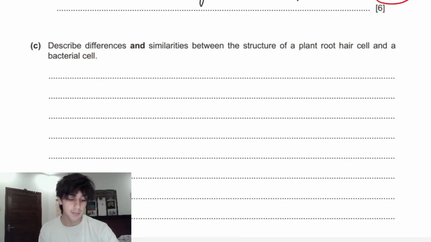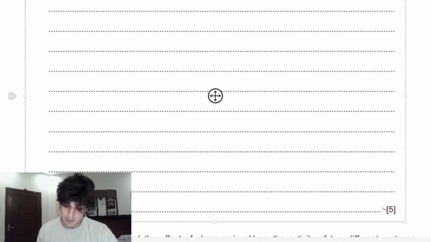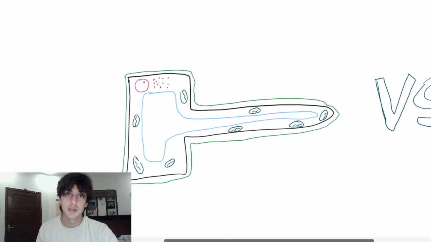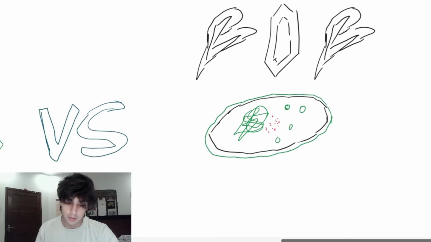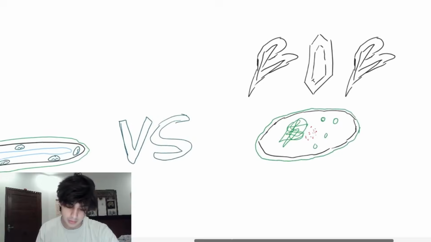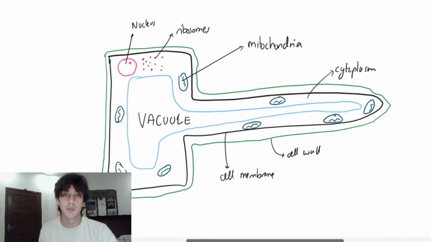Okay, next up we have: describe differences and similarities between the structure of a plant root hair cell and a bacterial cell. Now this might look easy on the surface level, but if we scroll back down again, 5 marker, here we have our trusty root hair cell that's going to be competing with Bob. Now Bob has evolved over here. You can clearly see that he is looking pretty sharp. So simply put, we have the nucleus, ribosomes, mitochondria, cytoplasm, cell wall, and cell membrane.